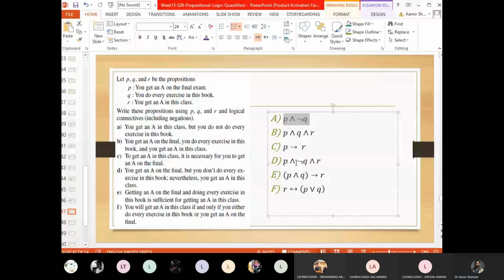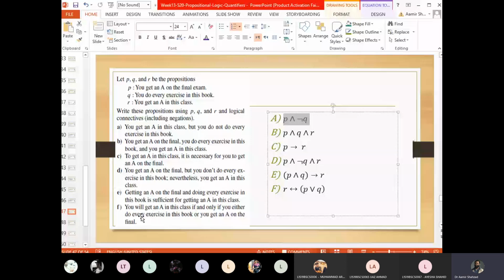Let's look at E. Getting an A on the final and doing every exercise in this book is sufficient for getting an A in the class. So it means if you want to get this result, that you get an A in this class, you should satisfy these two conditions: P and Q, getting an A in the final and doing every exercise in this book. So P and Q implies you get an A in the class, which is R. P and Q implies R.